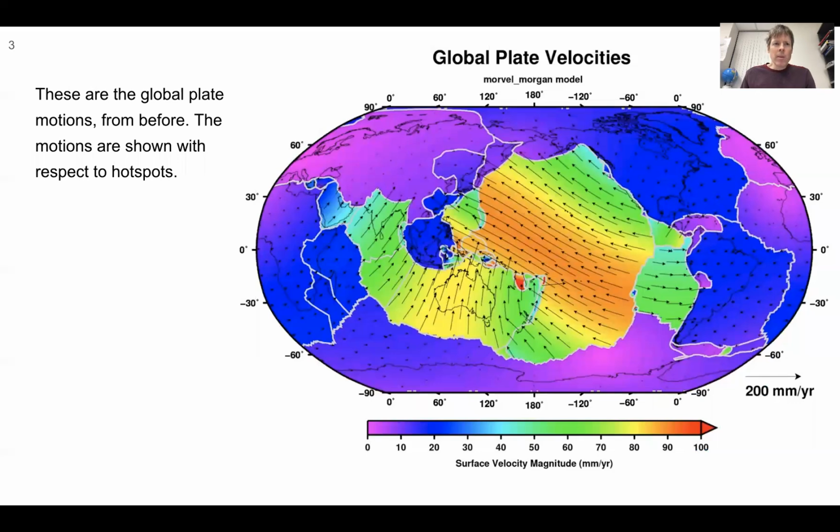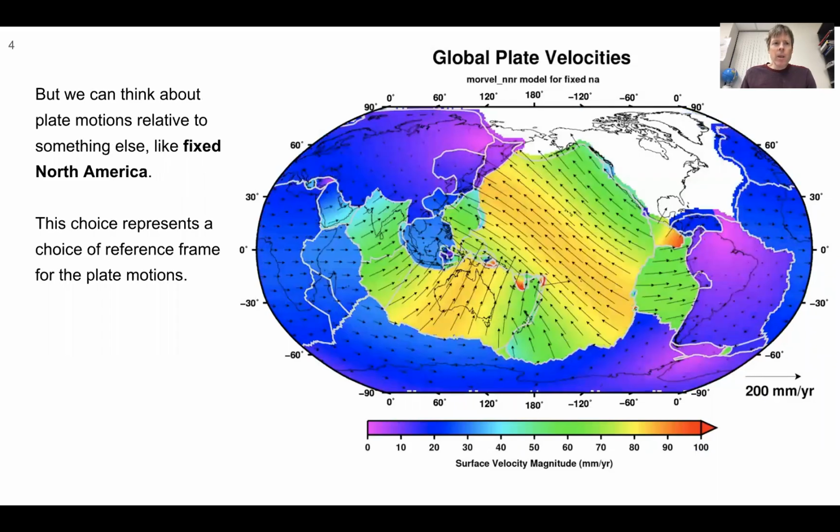These are the global plate motions from before. The motions are shown with respect to hotspots. But we can think about plate motions relative to something else, like fixed North America, shown here in white. This choice represents a choice of reference frame for the plate motions.